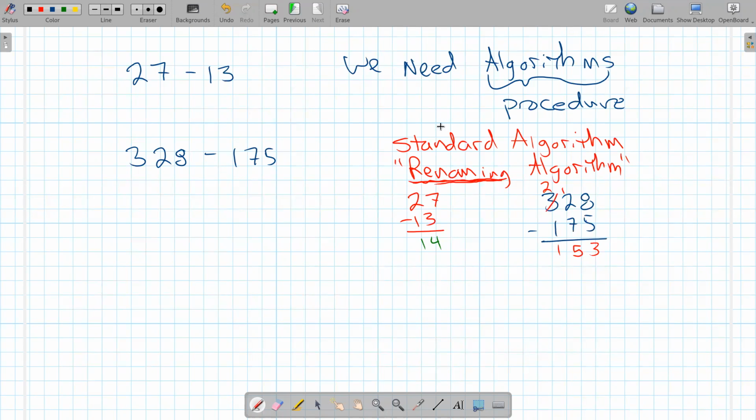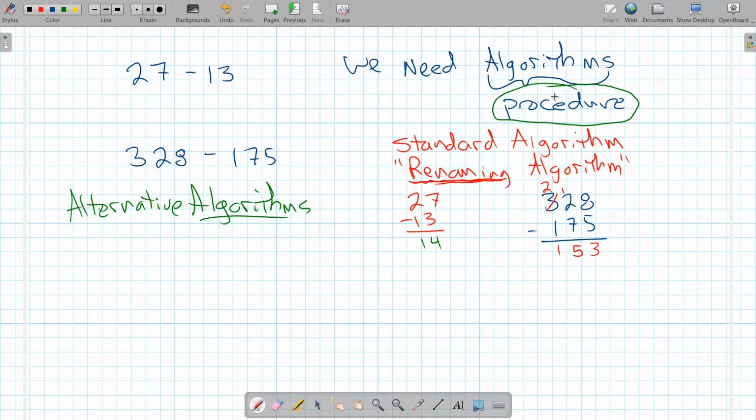I call it also the standard algorithm because that's the way it's mostly taught in the US. But there are other ways to do it. So I'm just going to demonstrate another way, and we'll talk about why it works. And again, algorithm is just some procedure people follow. They just follow those rules and out pops an answer. So here's a commonly taught one.